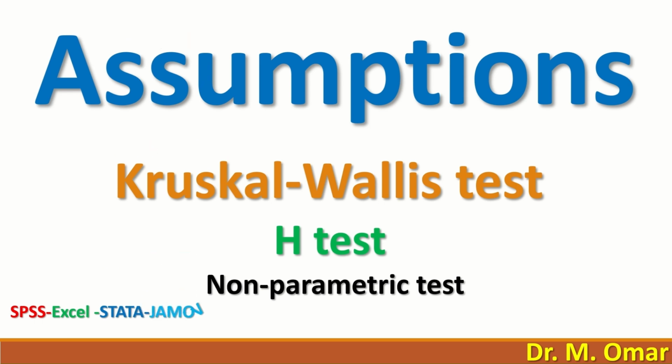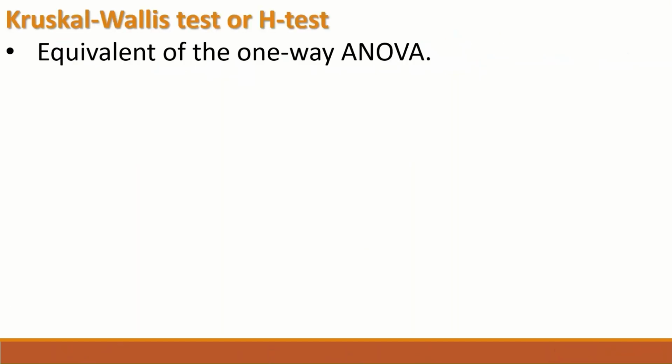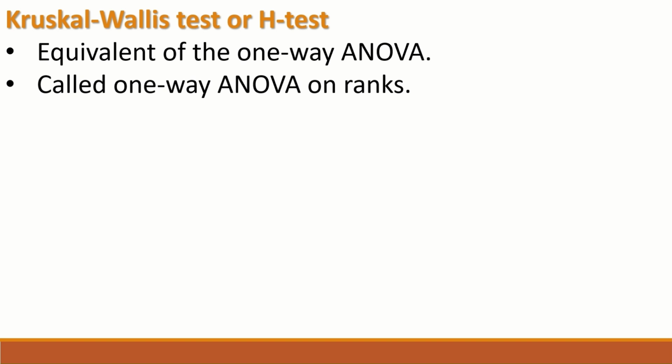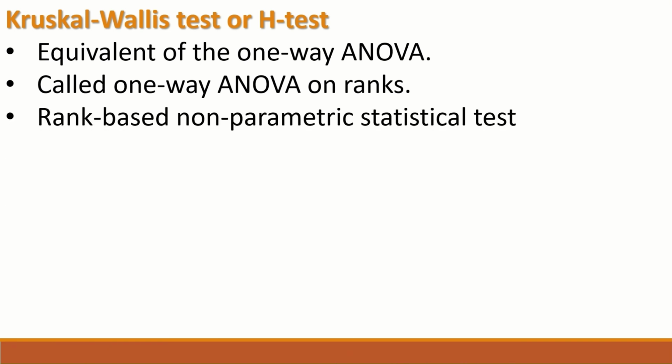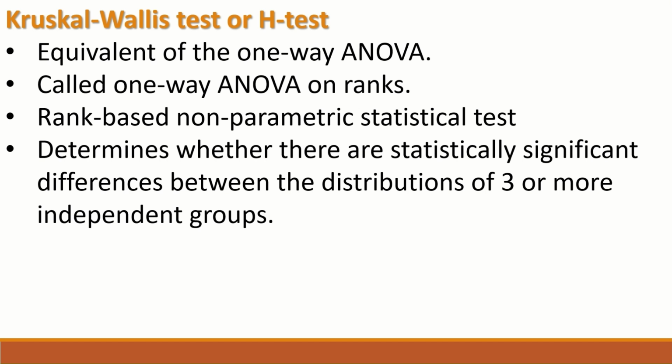Assumptions for the Kruskal-Wallis test, or alternatively the H test, which is a non-parametric test. The test is an equivalent of the one-way ANOVA statistical test that will determine whether there is a difference between multiple groups, three or more groups. The H test can also be called one-way ANOVA on ranks, and it is a rank-based non-parametric statistical test. The test will determine whether there are statistically significant differences between the distribution of three or more independent groups.